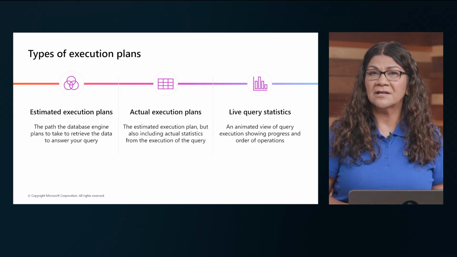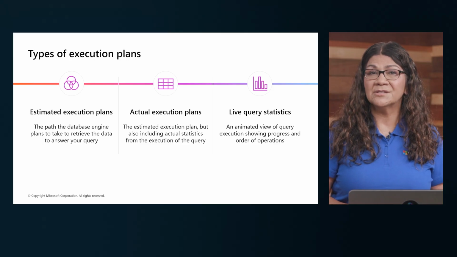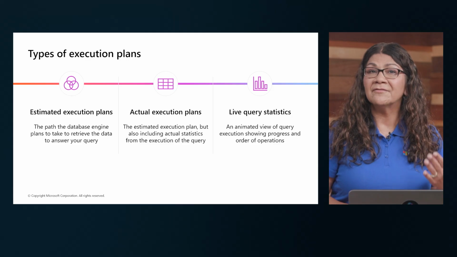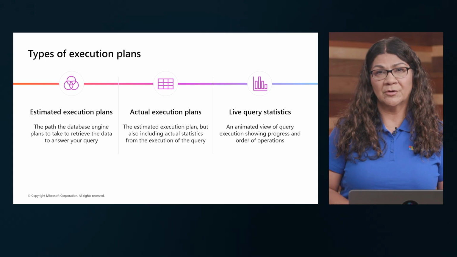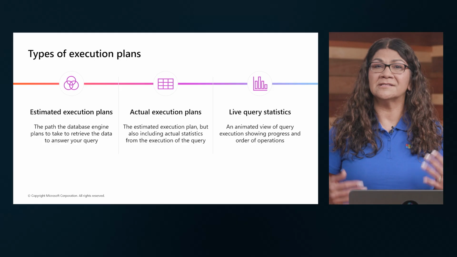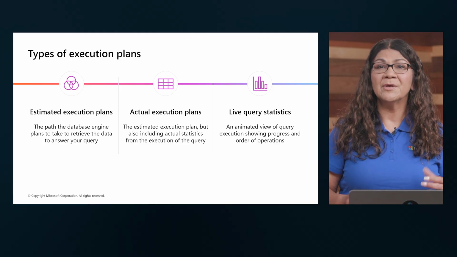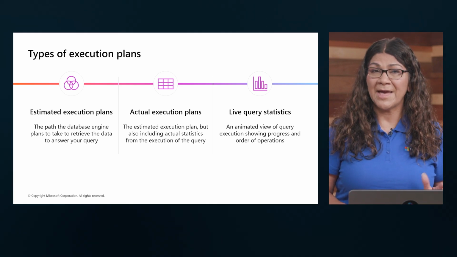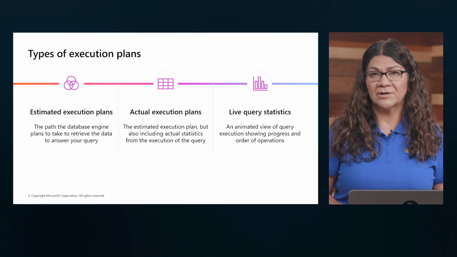Listed here are 3 essential types of execution plans in SQL Server: the estimated execution plan, the actual execution plan, and the live query statistics, each serving a unique role in query performance analysis and optimization. The estimated execution plans are generated by the Query Optimizer at compile time using existing statistics to predict the most efficient path for data retrieval, including memory grants and operator choices.